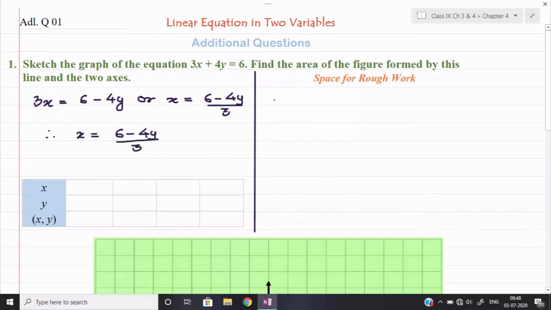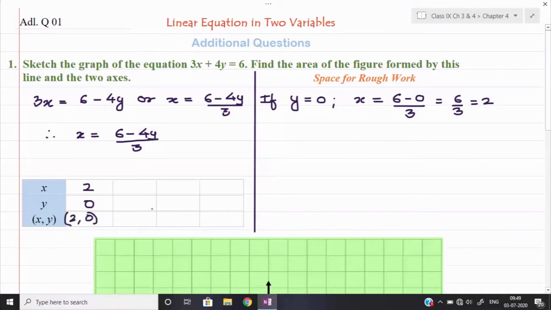Now let us see in rough one by one. Suppose I take the value of y is equal to 0, because we require three values to plot the graph. So if y is equal to 0, x will be equal to 6 minus 4 into 0, that is 0, upon 3, and this will remain 6 upon 3, right? And 6 upon 3 is equal to 2. So the value of x is 2 when the value of y is 0. Our coordinate will be 2 comma 0, that is the first coordinate.